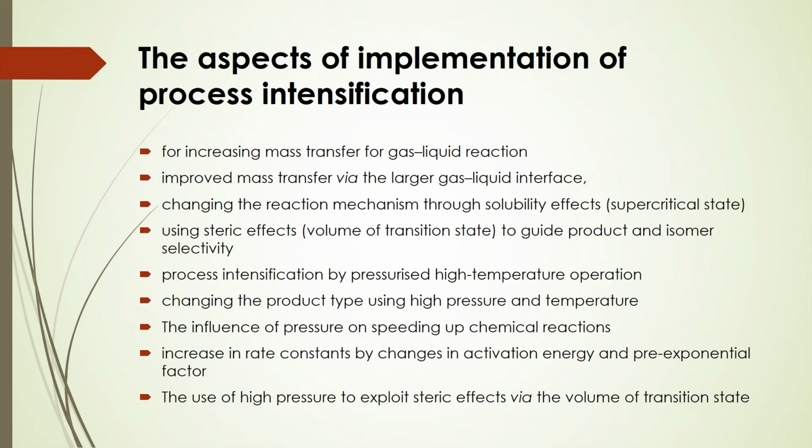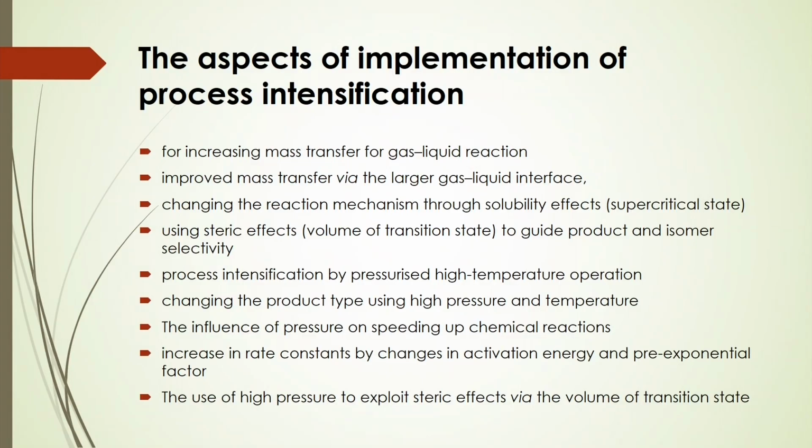Now, what are the aspects of the implementation of process intensification? What are the things that you can implement for process intensification? Increasing the mass transfer of the gas liquid reaction is one aspect of the implementation. Improving mass transfer via the large gas liquid interface is another aspect. Changing the reaction mechanism through solubility effects can also be done in the reactor. Also, using steric effects, that is the volume of the transition state, to guide product and isomer selectivity.